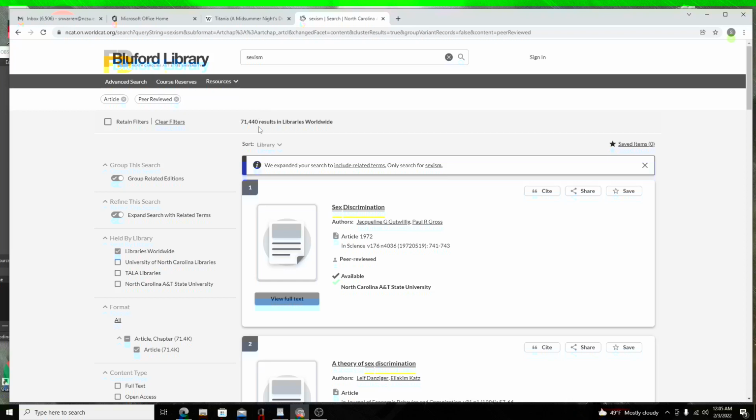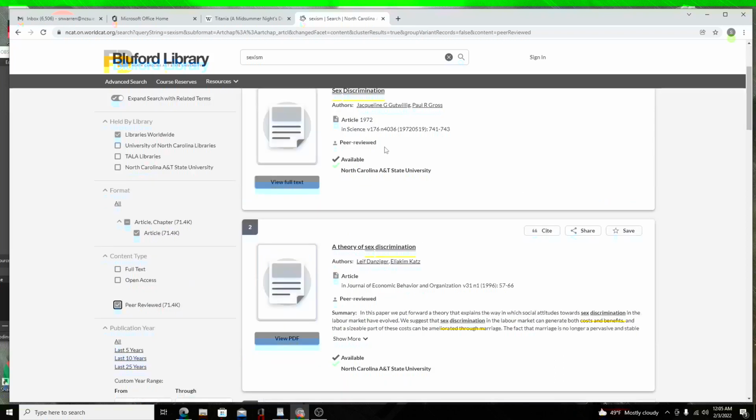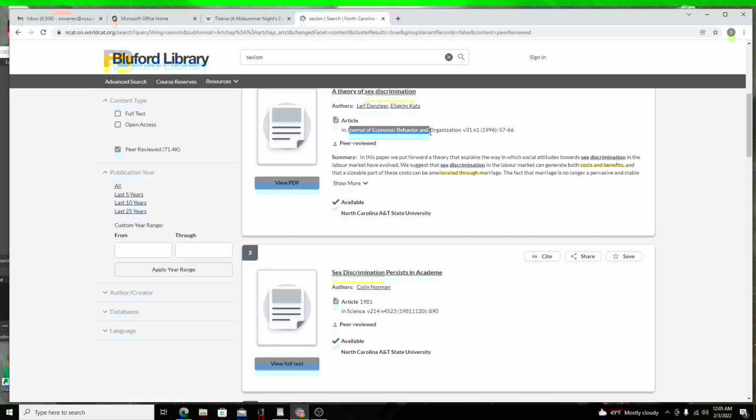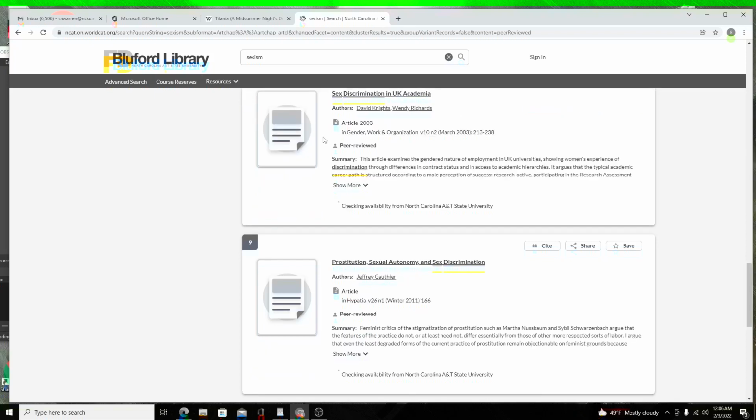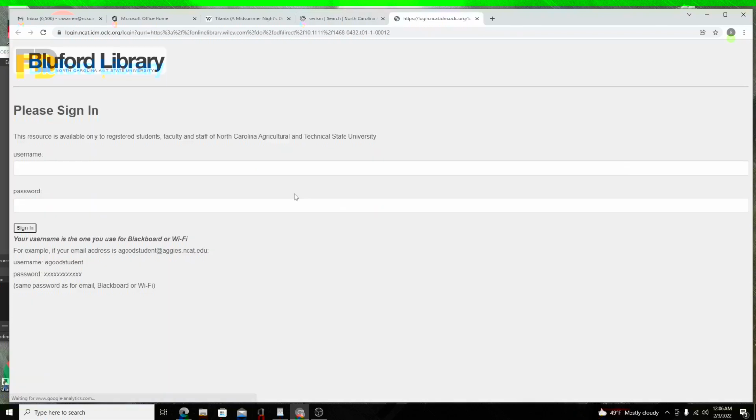Now again, I've had a few times where newspaper articles still slip through the cracks. So if you look here, it says in Science, in Journal of Economic Behavior, in Science again, in the Modern Law Review. This is where it's telling you what this article is located in. So, let's say, for instance, let's just do Gender, Work and Organization. We click on this, maybe this is the source we want.